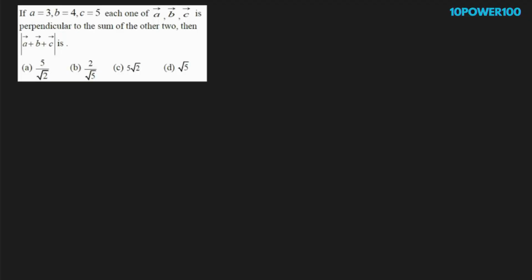Next question. If A is 3, B is 4, and C is 5, each one of vector A, B, C is perpendicular to the sum of other two, then find the magnitude of vector A plus vector B plus vector C. Very simple question. The sum of each vector is perpendicular to sum of the other two. That means vector A dot vector B plus C is equal to 0, since they are saying it is perpendicular, so the dot product of these two vectors will be 0. Similarly, B dot A plus C is equal to 0.